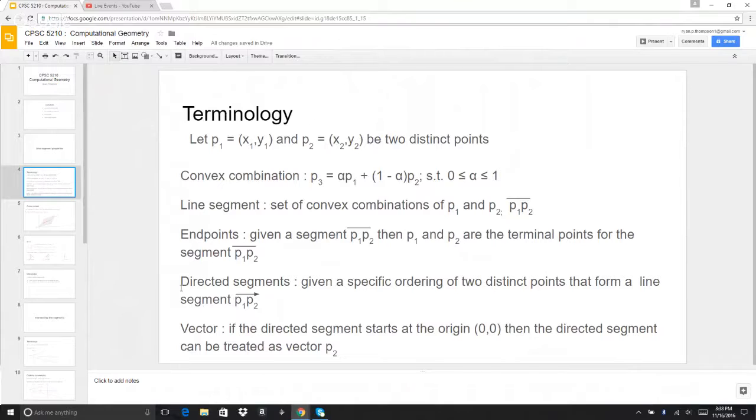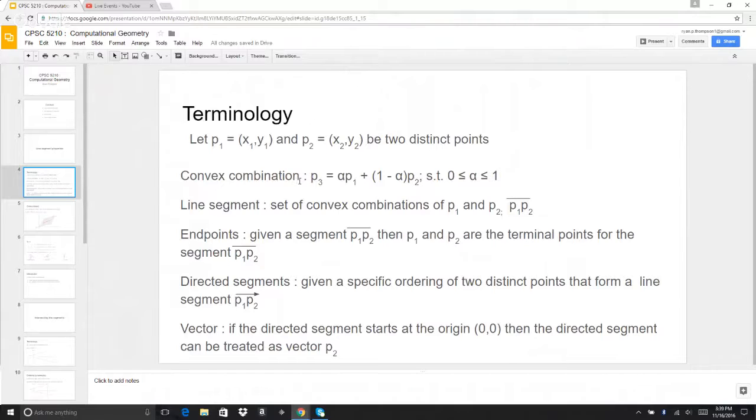Something to note right now, which we'll get to in the directed segments, is that when P1 and P2 are labeled as a line segment, it just indicates a series of connections between P1 and P2. It doesn't indicate in which direction you're actually moving. Important later. The endpoints. Given a segment P1 and P2, which we just learned the definition of, then P1 and P2 are the terminal points for that segment, or they're the absolute boundary points for that segment.